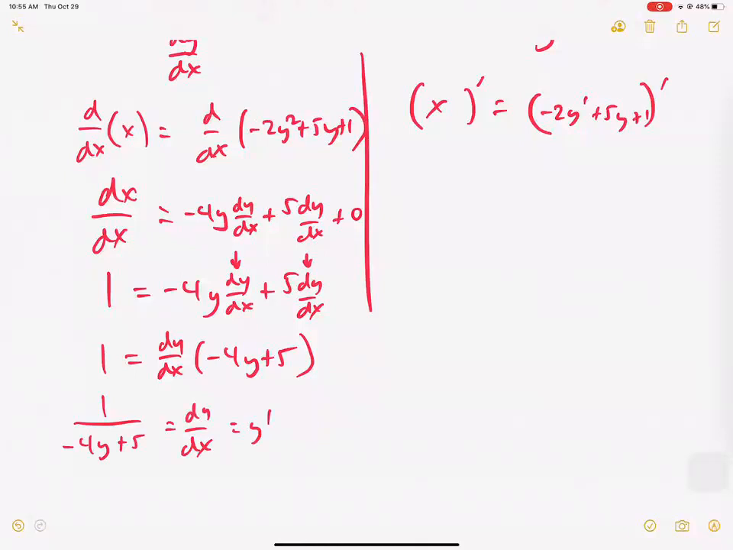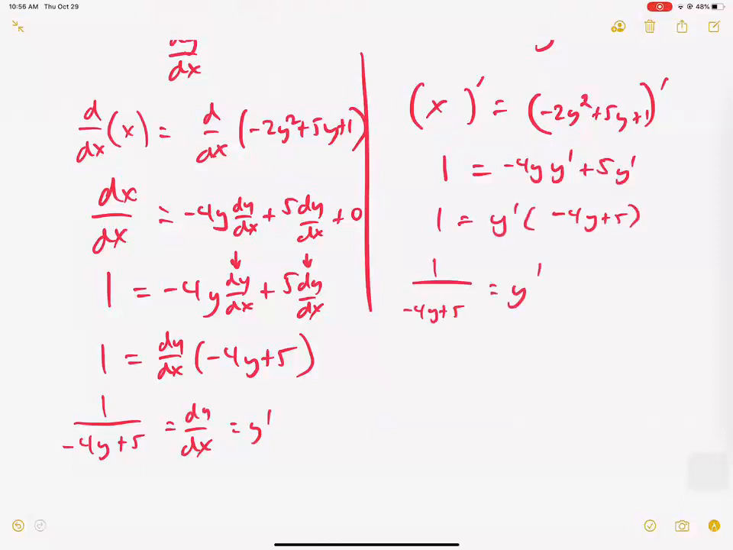Now, to work with the easier notation, not taking away from us writing d/dx: the derivative of x is 1. The derivative of, sorry, that's a squared here, negative 2y squared is negative 4y y prime, plus 5y prime, plus 0. We are going to do the exact same step of factoring out the y prime, and we're going to divide that over. Okay, to illustrate both different ways of doing this.